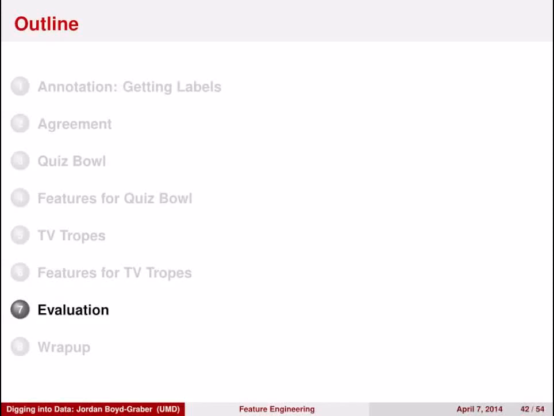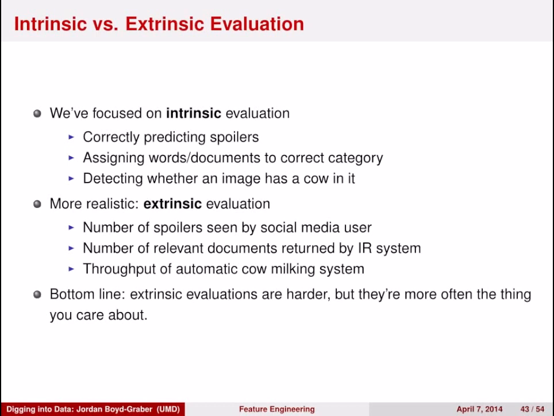The last thing that I want to talk about today is evaluation. Thus far, we've been focused on intrinsic evaluations: whether you correctly predict spoilers or not, assigning words and documents to a correct category. Intrinsic evaluations measure the specific tasks that you're training a classifier or other system to perform. But this isn't always the most realistic evaluation.